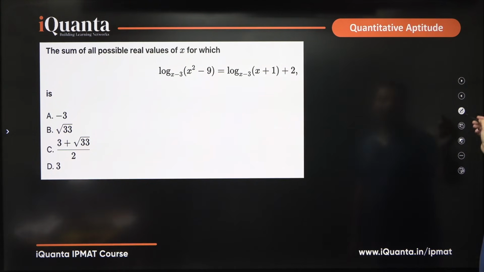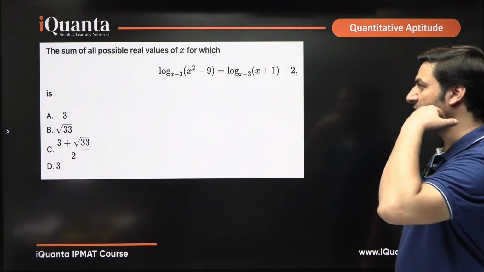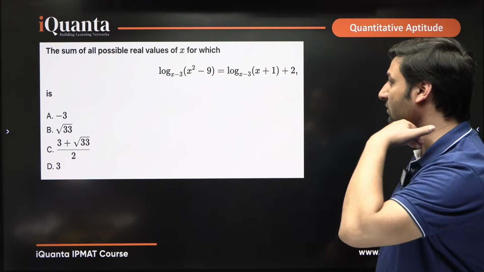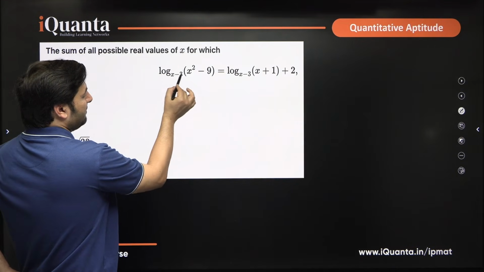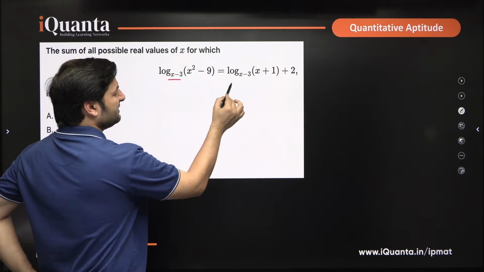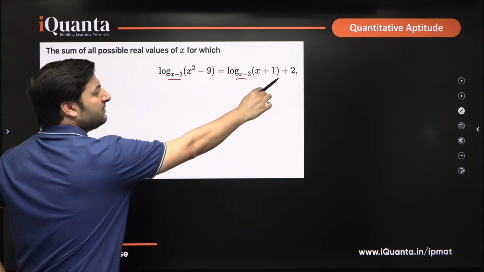Now, we have to solve this question: the sum of all possible real values of x for which log this is equal to log this. What do you see here? This is log base x minus 3, log base x minus 3. Here this 2 is alone.